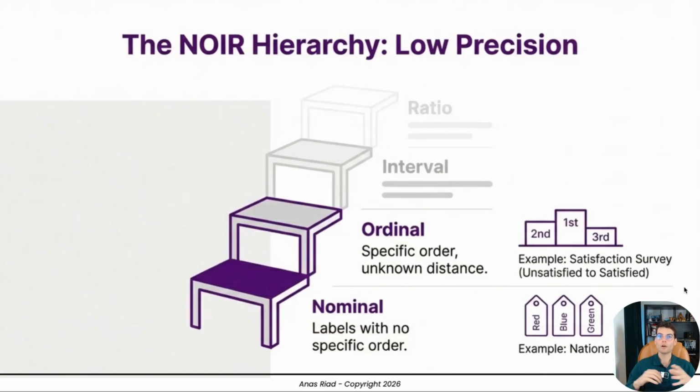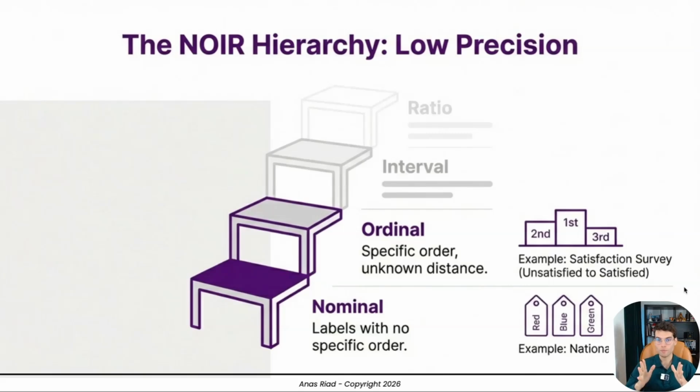There is this NOIR hierarchy. This is basically N for nominal, O for ordinal, I for interval, and R for ratio. Let's start with nominal. Nominal are labels that have no specific order. For example, we have red, blue, green, or we have countries like France, Germany, Morocco. These are nominal. We just mention them and number them in no specific order necessarily. If I say red, blue, or green, it's not like I say red is better than blue or green is better than blue. And they have no order.